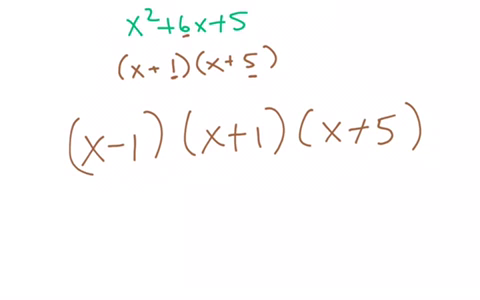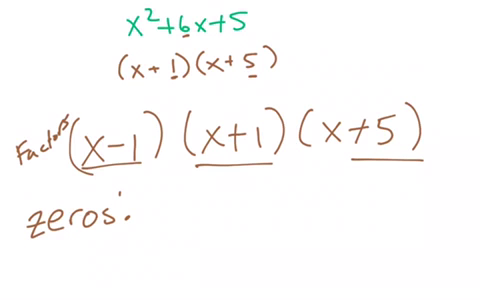Okay? So these are what are called the factors. Right? Factors just means what times what gives me the polynomial. What the question is specifically asking me for is, what are my zeros? Well, your zeros are when each of these are equal to 0 and you solve. So this is clear that this would be x equals 1, x equals -1, and x equals -5.